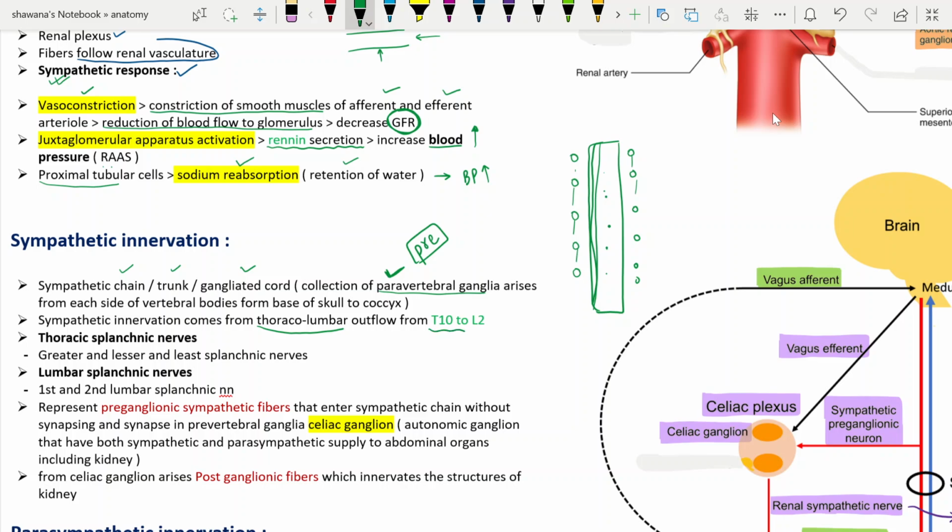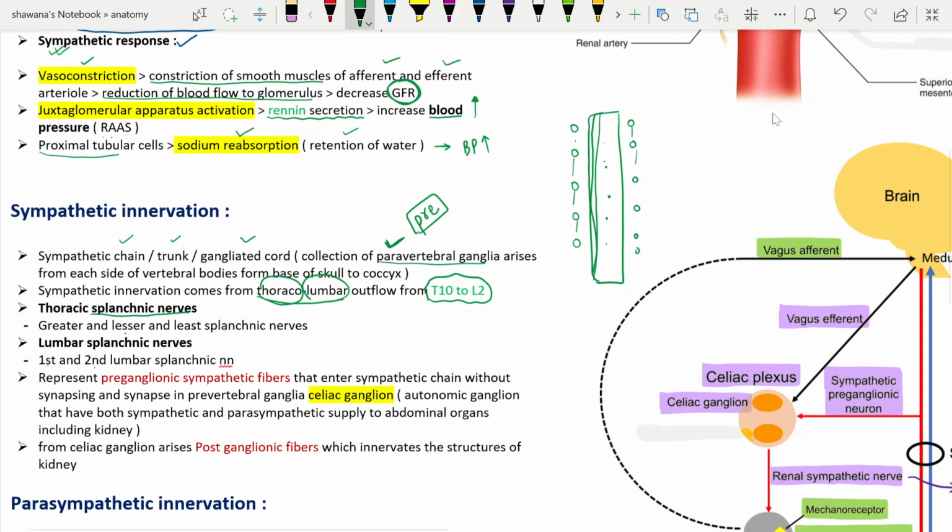Okay, from T10 to L2, mainly the sympathetic innervation of the kidney comes. And what does the innervation contain? Of course, the nerves. Which nerves? From the thoracic part, it contains the thoracic splanchnic nerves, and it contains three of them: the greater, the lesser, and the least splanchnic nerves of the thorax. Okay, thoracolumbar. When it comes to the lumbar, there are also lumbar splanchnic nerves, but only the first and second of them. Okay, so what do these nerves make?